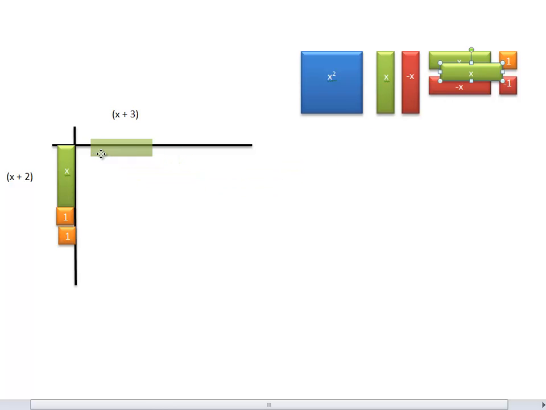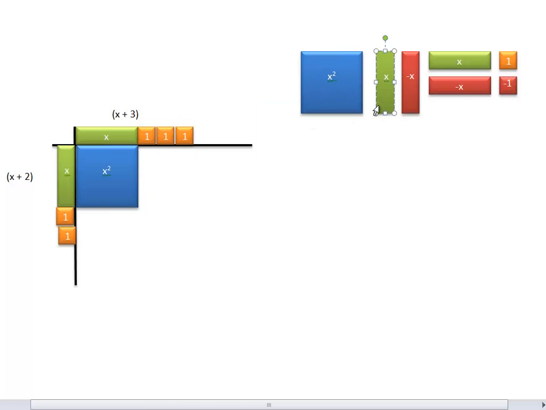Then place an x and 3 ones along the top of your table. Next, fill in the area inside of your table to create a rectangle.